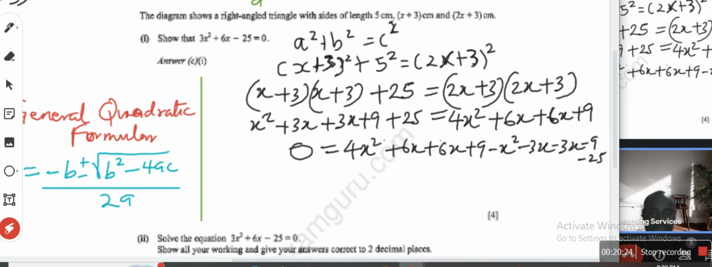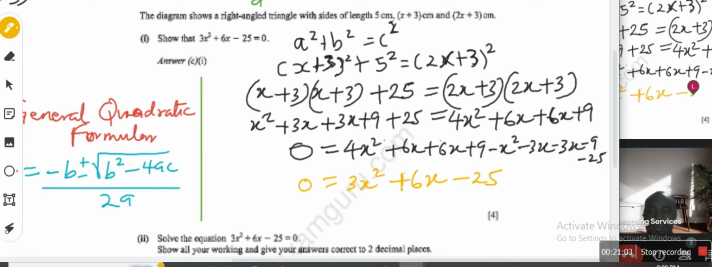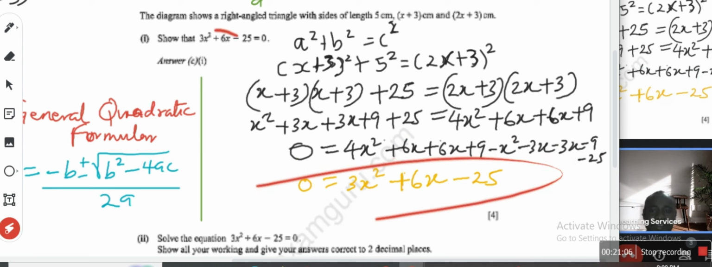So let's simplify. 4x squared minus x squared is 3x squared. So that gives us 0 is equal to 3x squared. That's for x squared. That's 4x squared minus x squared. Then 6x plus 6x, that's 12x. Minus 3x minus 3x. I think what will be left will be 6x plus 6x. Then we come to the numbers. Plus 9 minus 9. That's 0. Then minus 25. That's minus 25 left. I think we have arrived at what we have in the question.